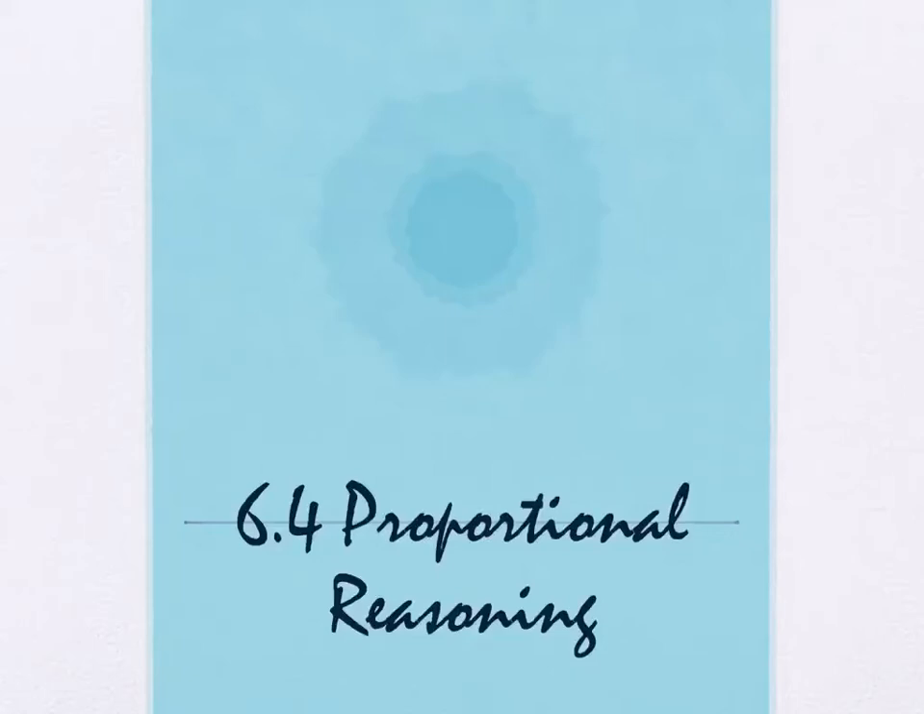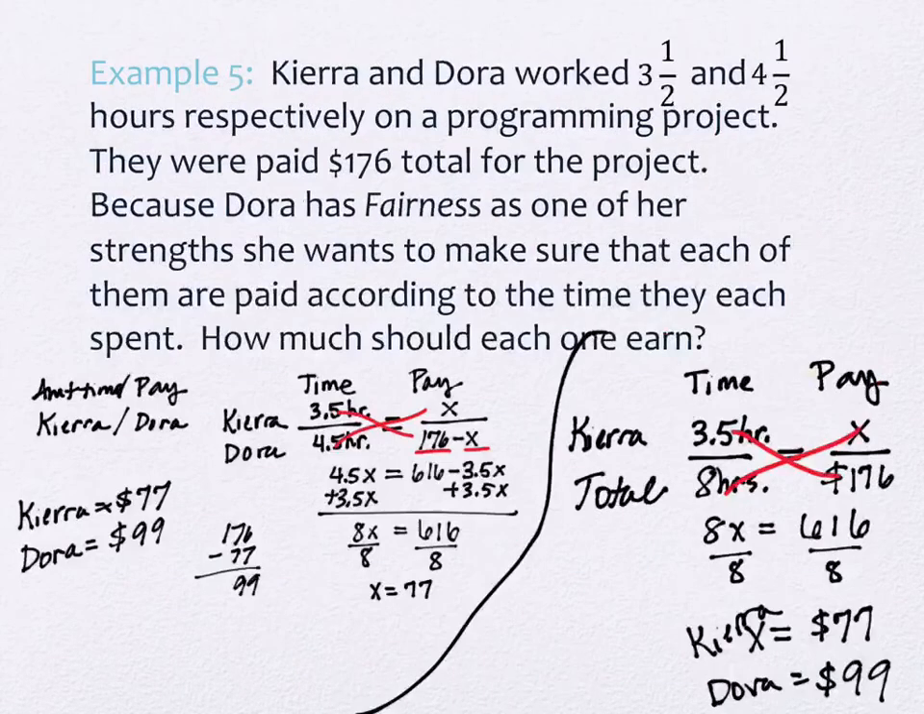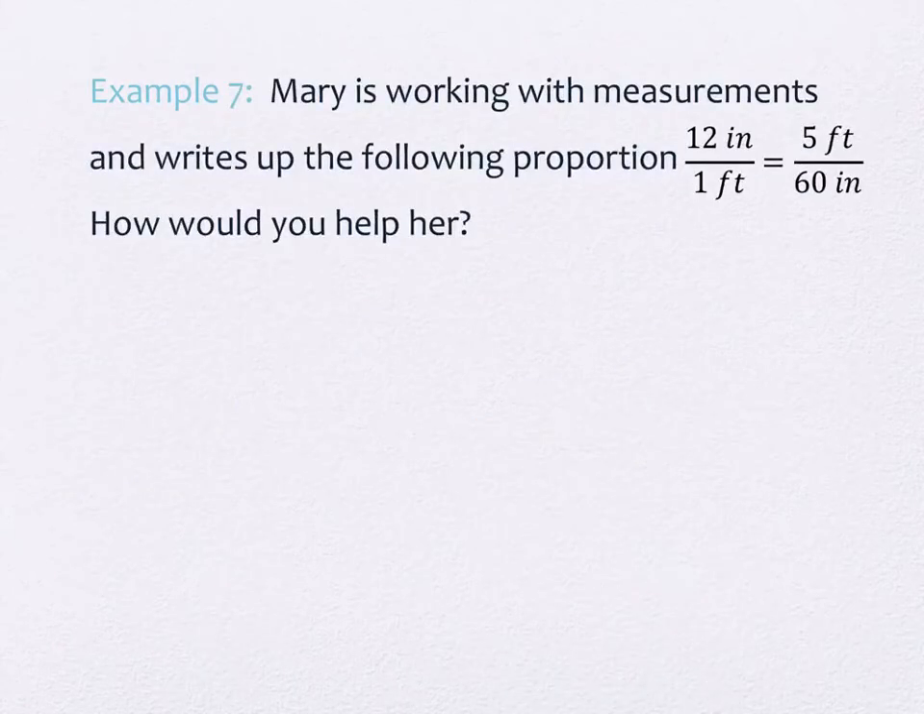All right, we're going to finish section 6.4 today. We have just a couple more examples, examples 7 and 8, and we're looking in this section at some proportion ideas. So we've got Mary in example 7, and she's working with measurements, and she writes the following proportion: 12 inches over 1 foot equals 5 feet over 60 inches. How would you help her?